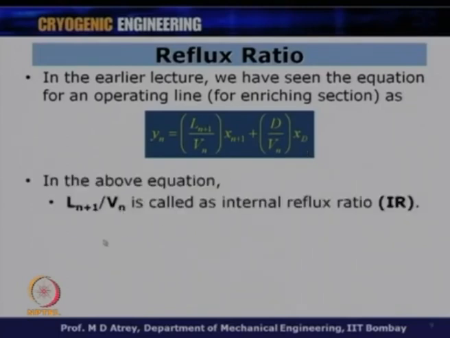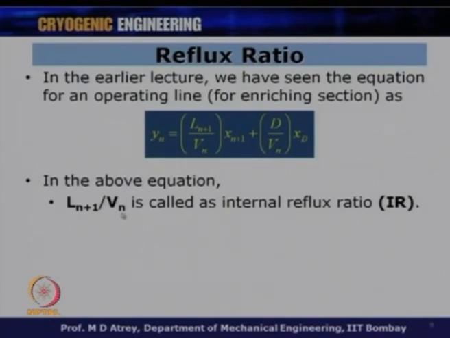In the above section, Ln plus 1 by Vn, the amount of liquid which is coming down from the top plate to the vapor which is moving up, is called the internal reflux ratio or IR. This is the reflux ratio which indicates how many moles are coming down, Ln plus 1, to the number of moles which are going up for condensation, Vn, because some of the liquid is taken out as D. Whatever condensation happens on the top, some of the liquid is taken out as D, and the remaining liquid will come down as Ln plus 1. So, this is very important to understand.